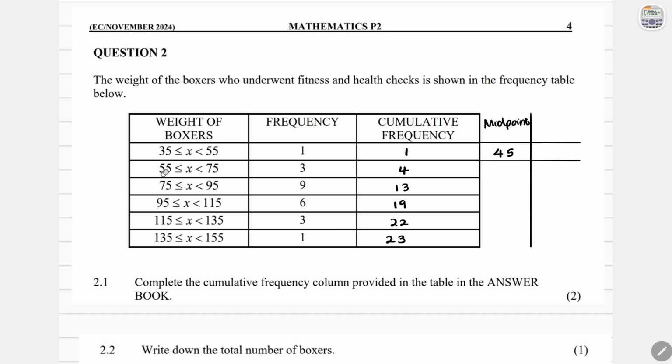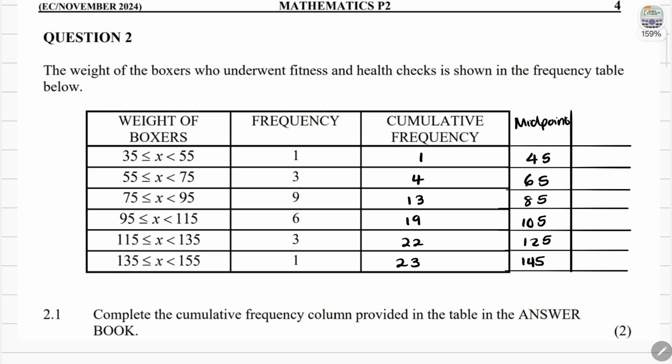And then here, 55 plus 75 divided by 2. So we have 130 divided by 2, which is 65. So 65 and so on. We're just saying this first number plus this number divided by 2 all through. Okay, so there we go.